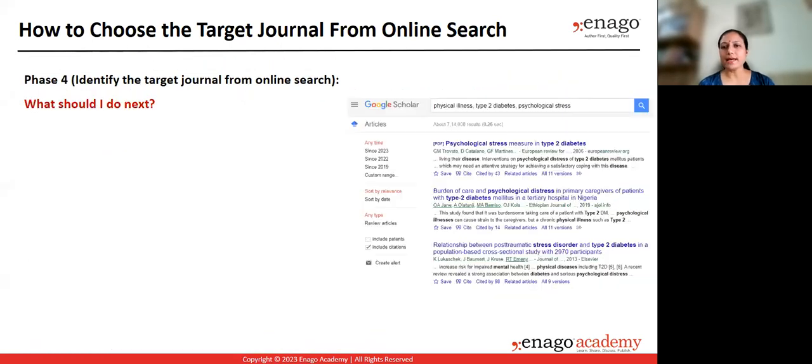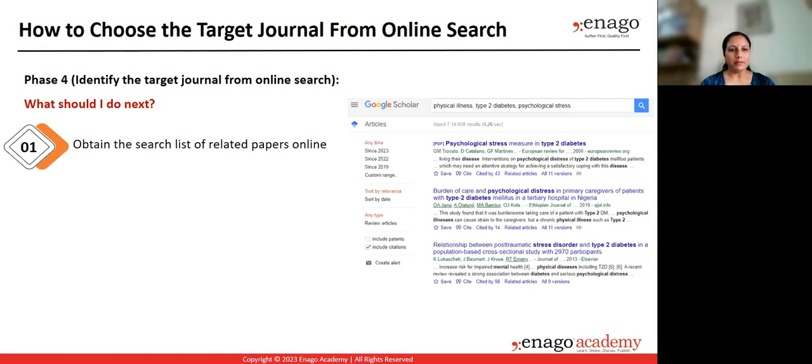We proceed ahead now on this slide where we can see the search results, and how we can identify whether the papers obtained in the search results are the most relevant to your research paper. You can see the keywords evident through the bold blue text: psychological stress, type 2 diabetes, and even stress disorder.